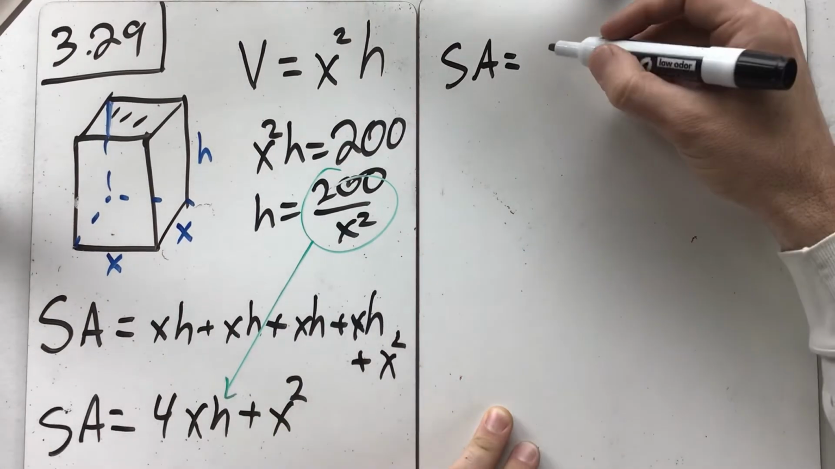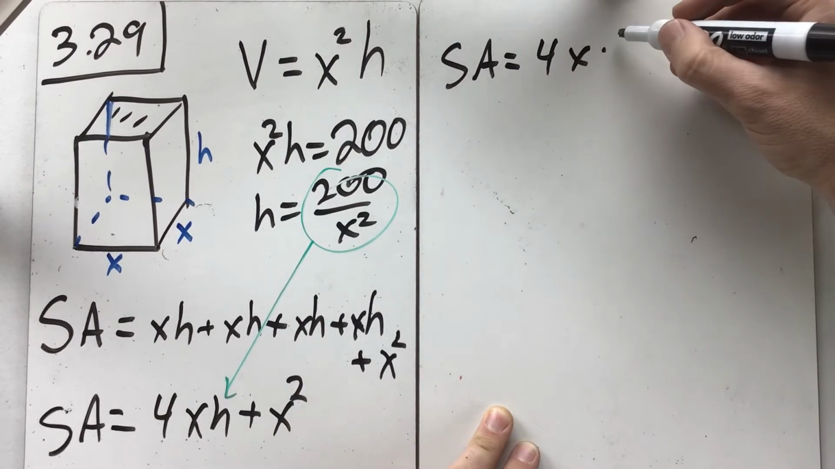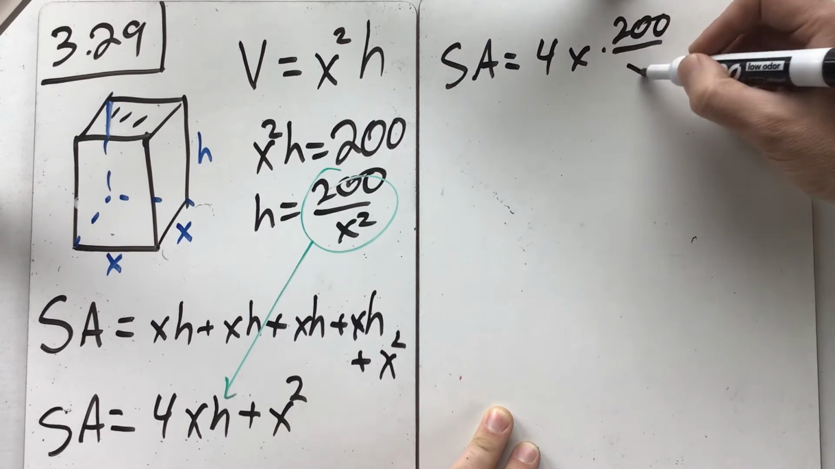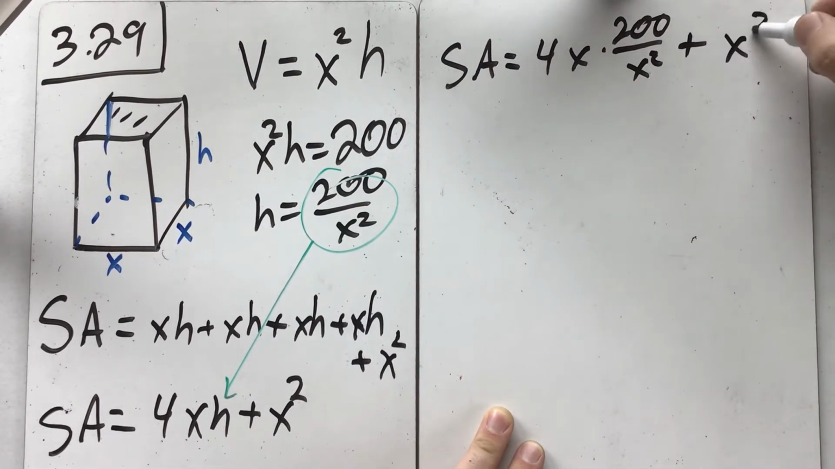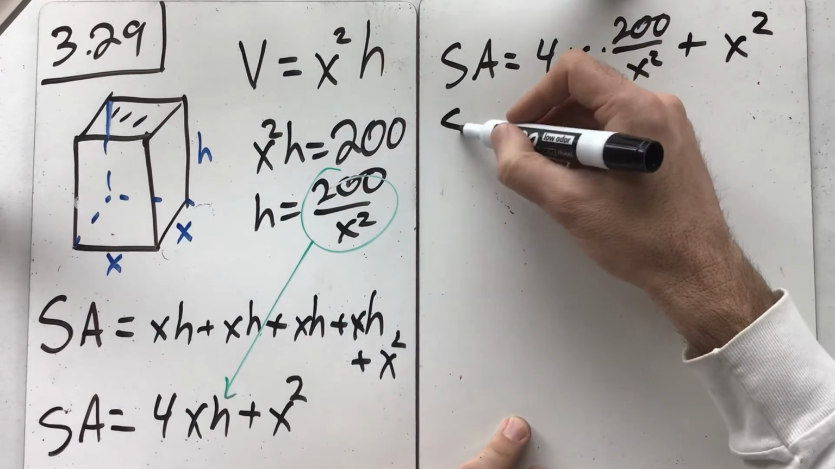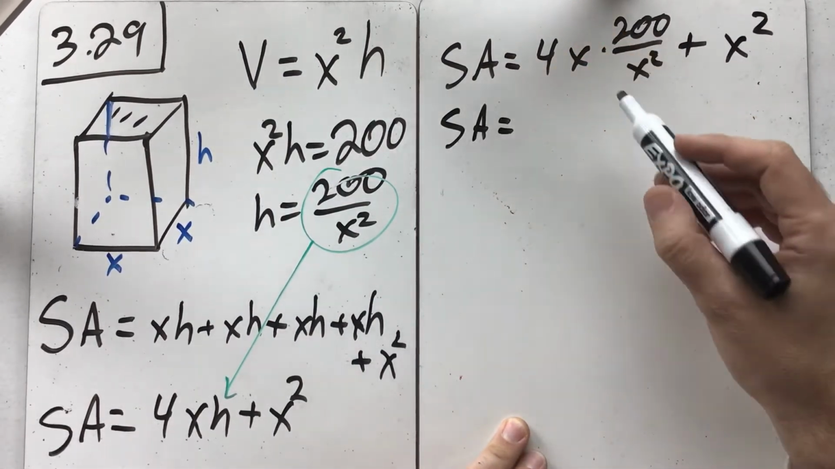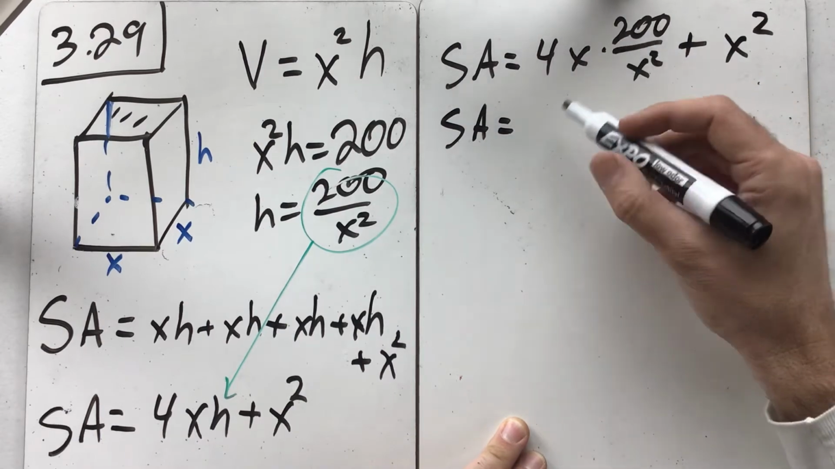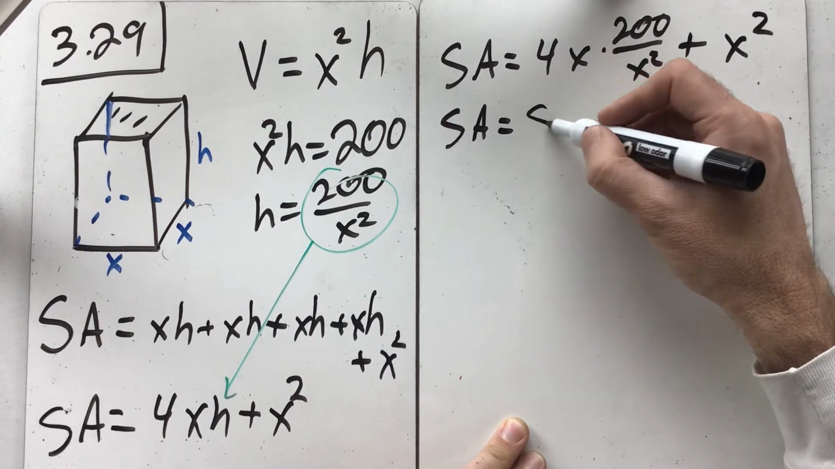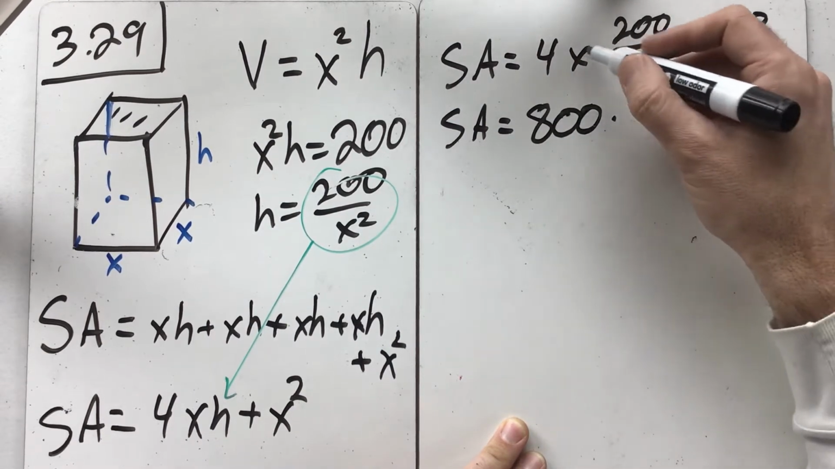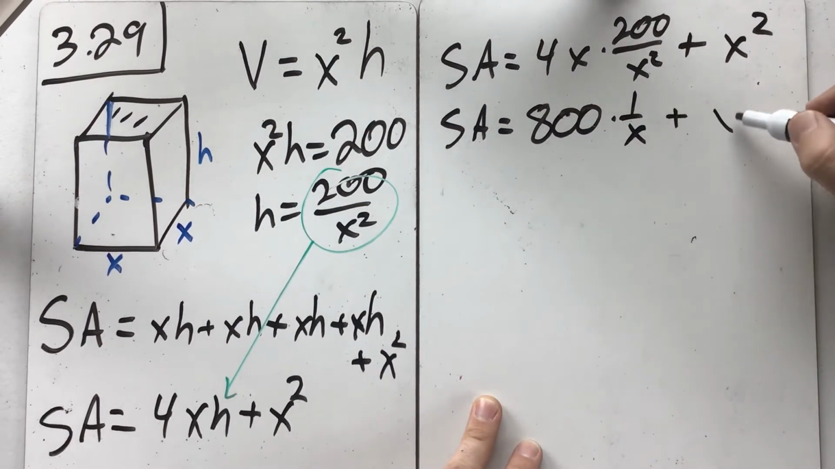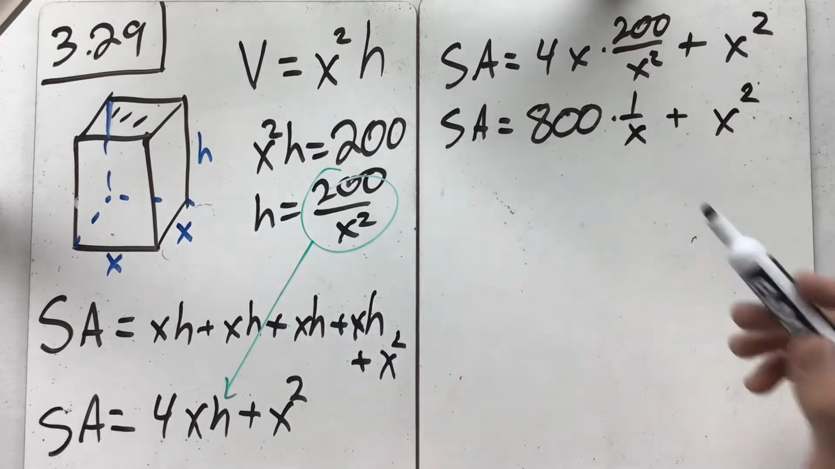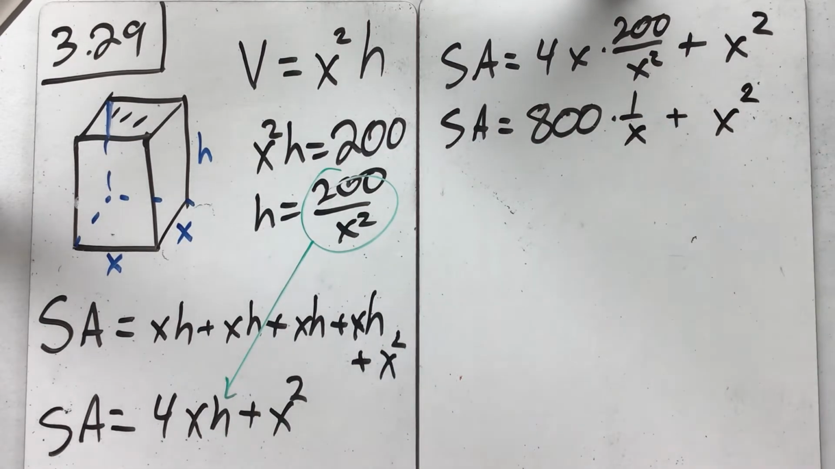Now I have my surface area equation: 4x times 200 over x squared, plus x squared. Let's simplify that one more step. 4 times 200 is 800, and then one of those x's cancels. So it's 800 times 1 over x plus x squared. If you wrote it as 800 divided by x, that's fine. There are lots of different ways we can write it, but I'm just going to cancel one of those x's.